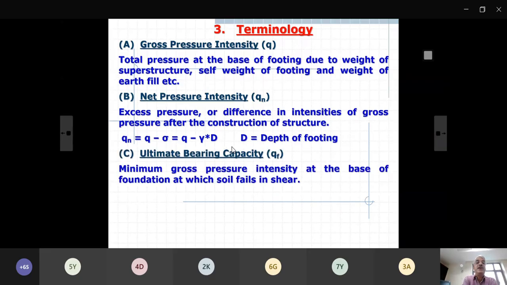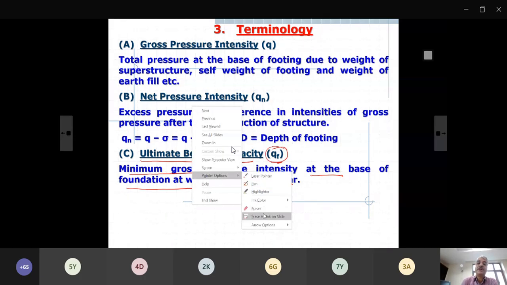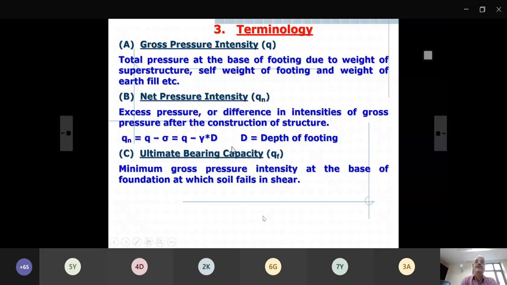Then there is a term called ultimate bearing capacity, Qf, as the letter f means failure. This is the minimum gross pressure intensity at the base of foundation at which soil fails in shear. That's why I said we are talking in the context of open foundation more. And in open foundation, we said failure is always by shear failure. We'll see briefly as we go. And when your soil has failed in shear, that of course gives your bearing capacity. That minimum pressure intensity, above that load in any case it will fail. That load or pressure intensity, kilonewton per square meter or ton per square meter, is called ultimate bearing capacity, Qf.